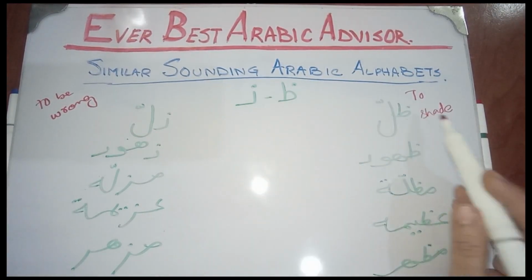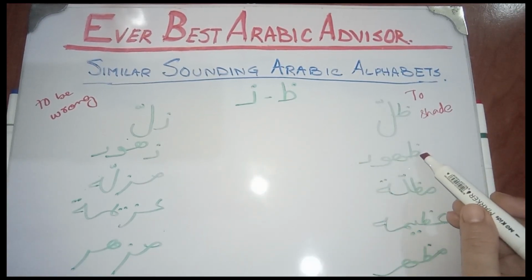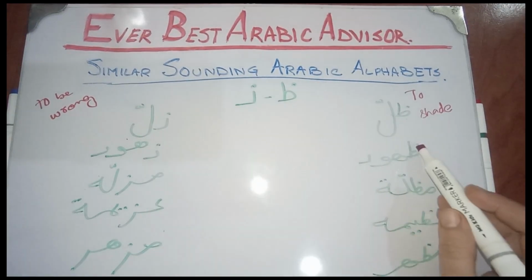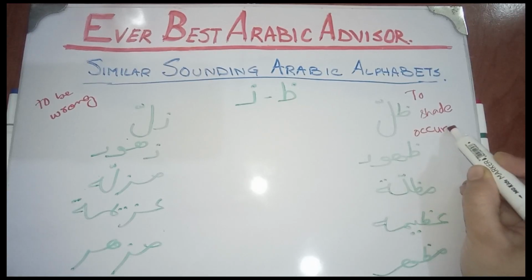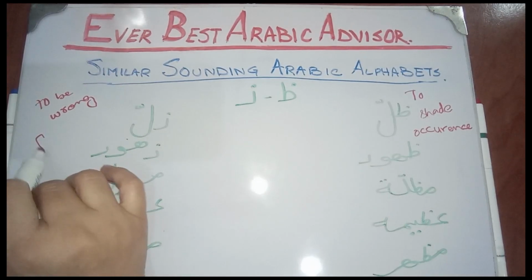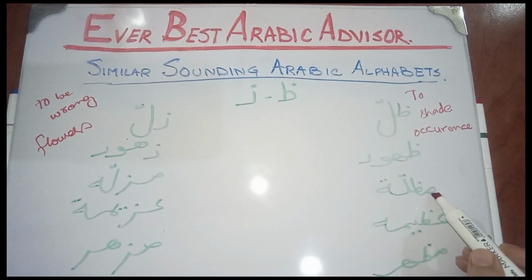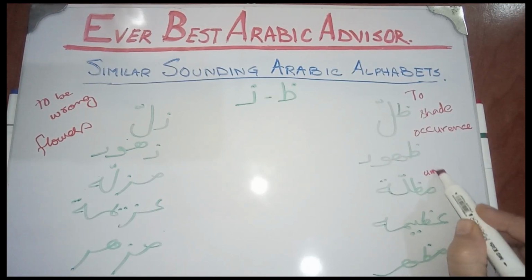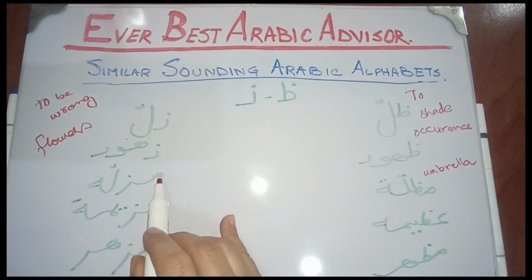So let's start. Zol, zal, Zuhur, Zuhur. Zuhur means occurrence, and Zuhur means flowers. Mazalla, umbrella. Mazalla, subservience.